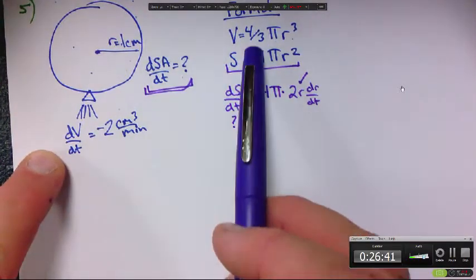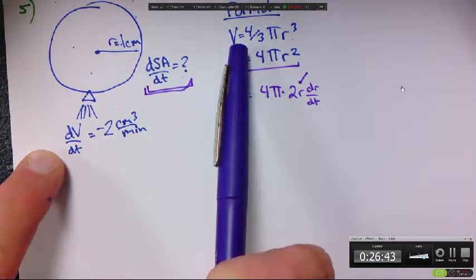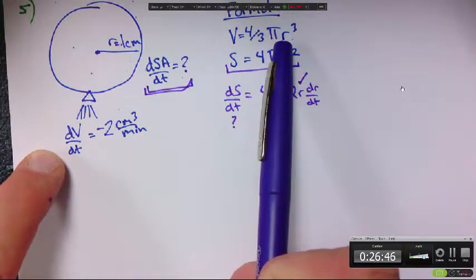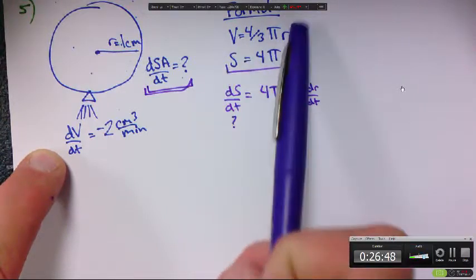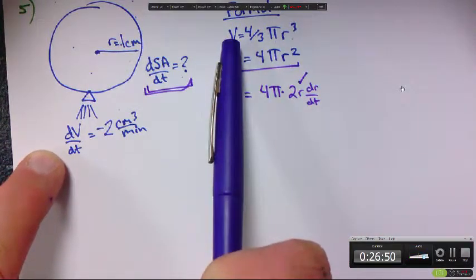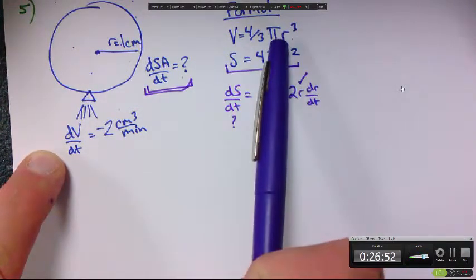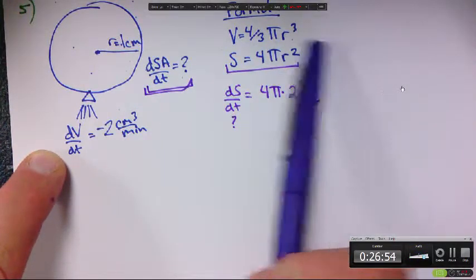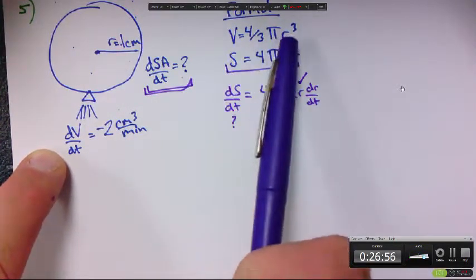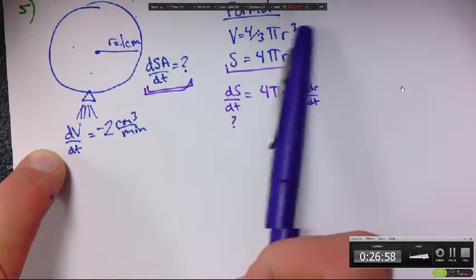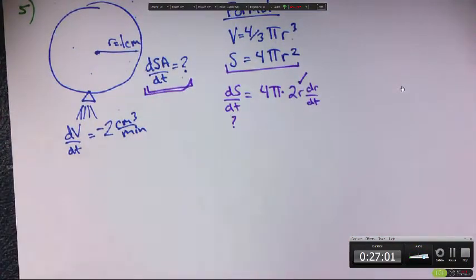And what's the volume dependent upon? It's dependent upon the radius. So if you differentiate this, you're going to have dV/dt, you're going to have an r left in it, and you're going to have dr/dt. So you're going to know dV/dt, you know what r is, the only variable that will be left will be dr/dt. So we can use this formula to find the rate of the radius.